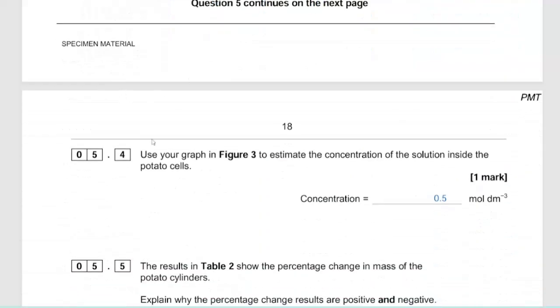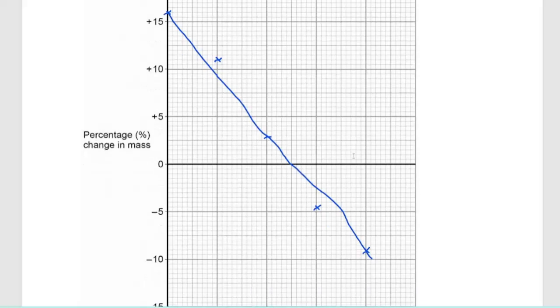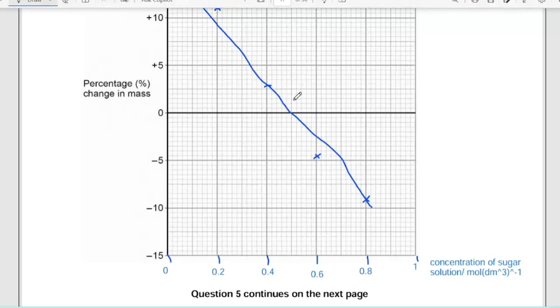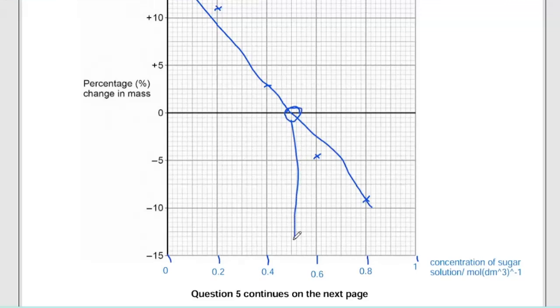Then we're meant to use our graph to estimate the concentration of the solution inside the potato cells. Now, when the concentration of solution is the same as the concentration inside the potato cells, there isn't going to be any osmosis of water in or out of the potato, which means there wouldn't be any change in mass, which means the concentration inside the potato cell is where the line meets the x-axis, which would be 0.5.